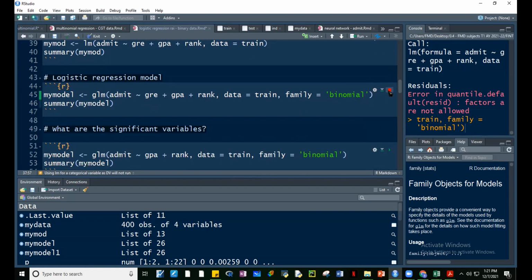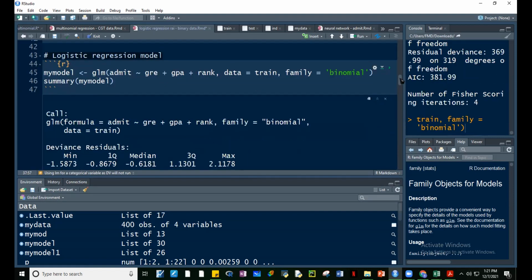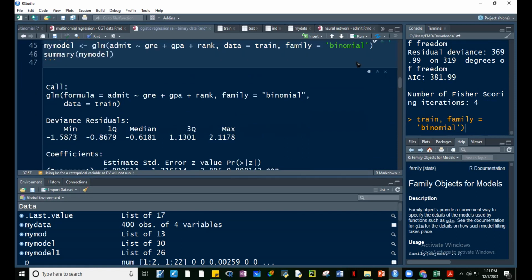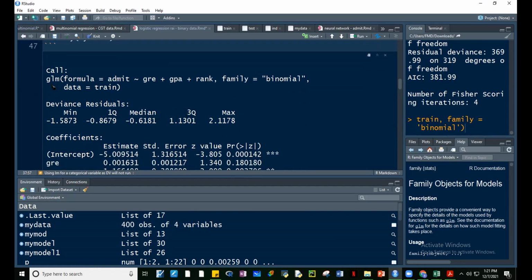Ano, run ko na ba? Okay, run natin. Okay. Take a look at this. May nag-chat ba? Okay, thank you. Okay, so yung kinocall lang yung formula natin. It's a GLM. Ang formula natin, admit, regress on GRE, GPA, and rank, family binomial. Data, we're using the trained data, guys. Take note, trained data to. Hindi to yung my data. Okay, admit guys is a factor. So sabi natin binomial. So admit dalawa lang, no? 0 or 1, kaya binomial siya.